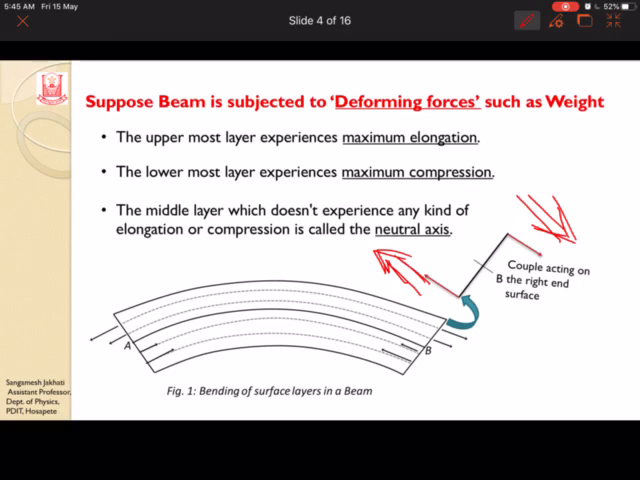So this is about only one single layer, that is the right hand surface. As a whole beam, if we consider, it is undergoing the force of a couple. So here the total beam is undergoing the action of a couple, due to which the turning effect of the beam is taking place.